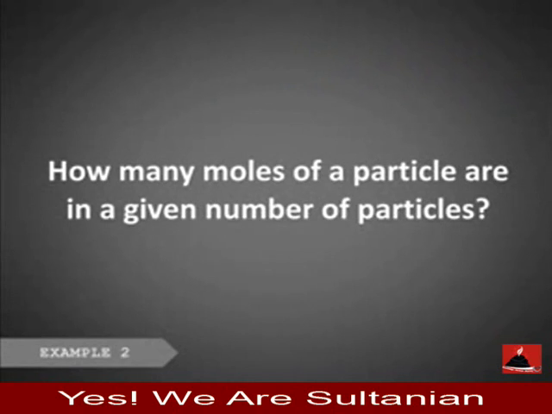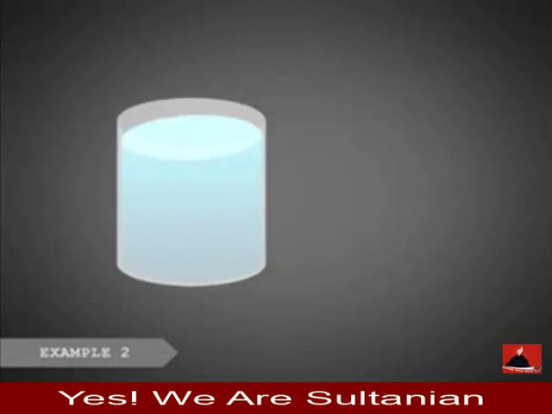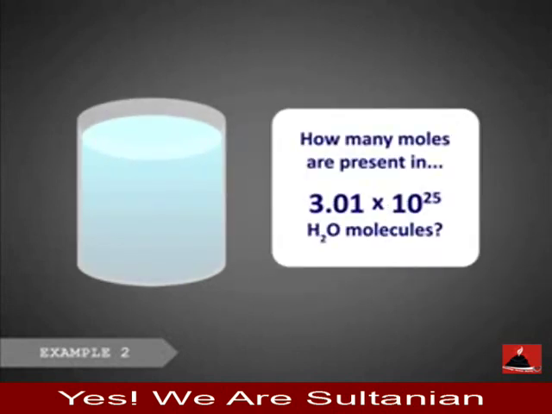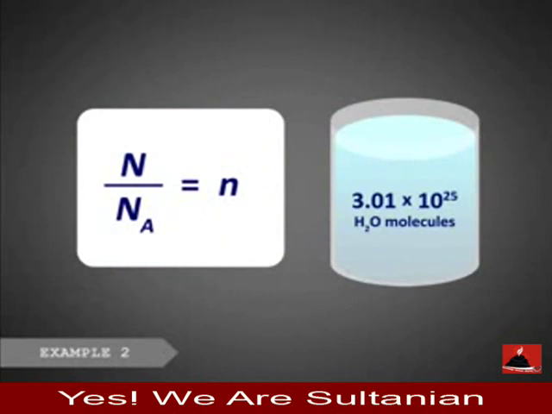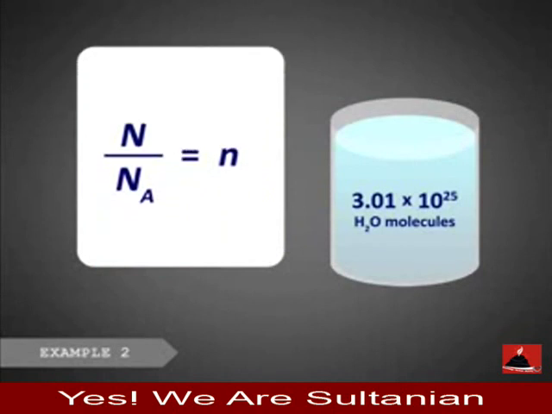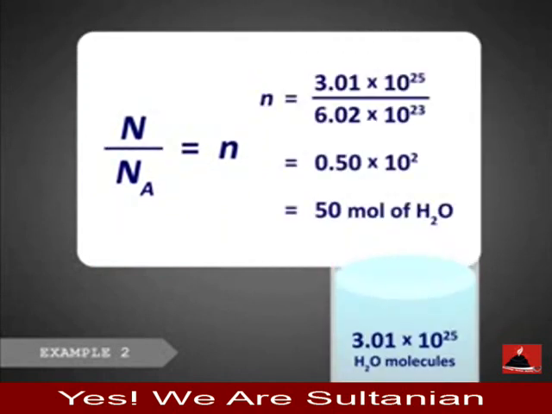How many moles of a particle are in a certain number of particles? For example, suppose we have a small container of water and we are told that it consists of 3.01 times 10 to the 25th power water molecules. Using basic algebra, we can calculate the amount of molecules to be equal to the number of particles divided by Avogadro's number. This gets us 3.01 times 10 to the 25th power water molecules divided by 6.02 times 10 to the 23rd power molecules per mole, which is 50 moles. This question is just like asking, if you are given 48 eggs, how many dozen eggs are there altogether?